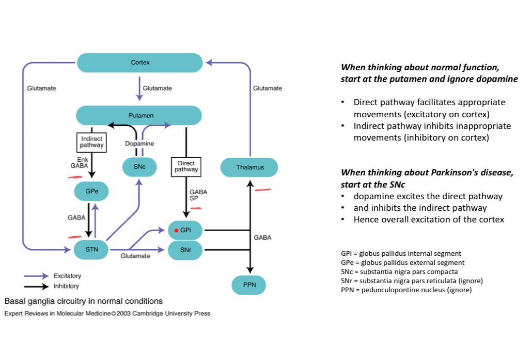By stimulating the internal segment of the globus pallidus, this then inhibits the thalamus even more. So the indirect pathway is inhibitory on the thalamus and inhibitory on the motor cortex. And the consequence of that is that the indirect pathway can inhibit the motor cortex and hence inhibit inappropriate movements.